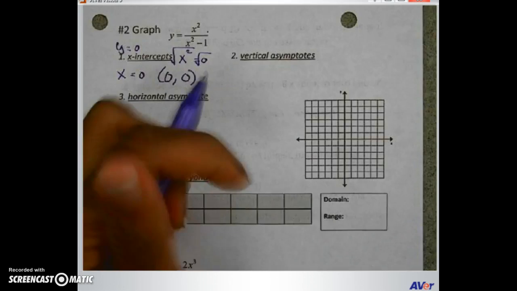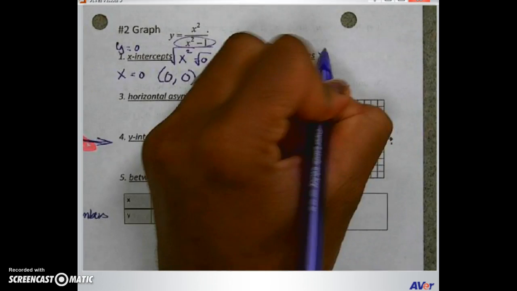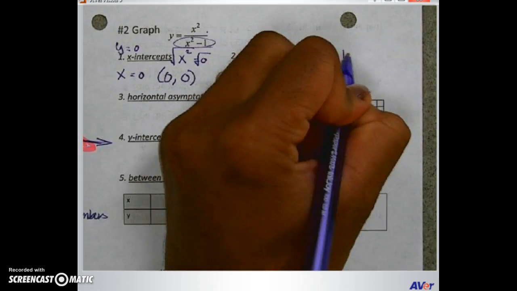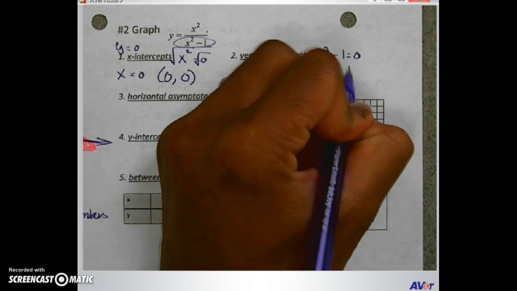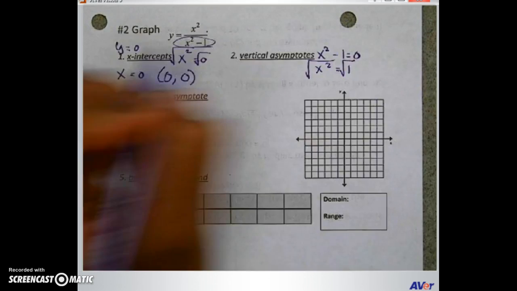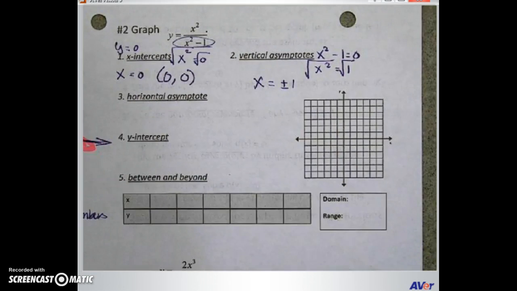The vertical asymptote is going to be found by setting the denominator equal to 0. So x squared minus 1 equals 0. Then if I add 1 to both sides, I get x squared equals 1. Square root. This time I have asymptotes, positive and negative 1.